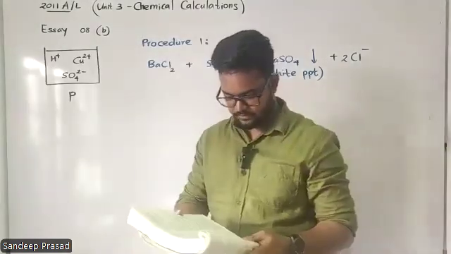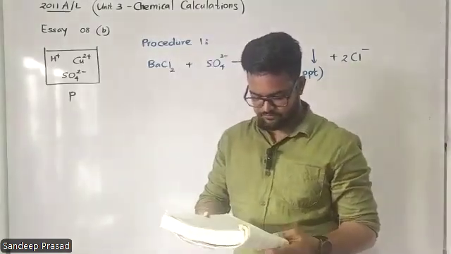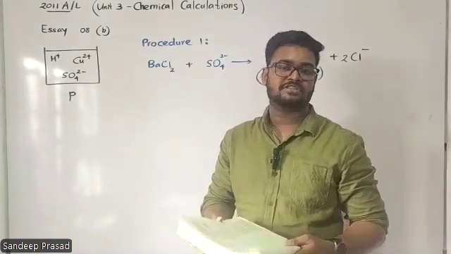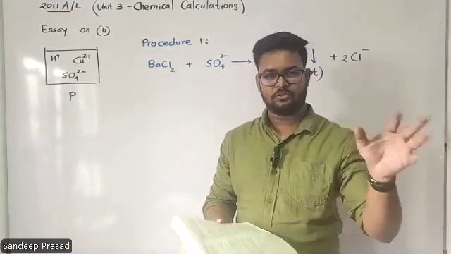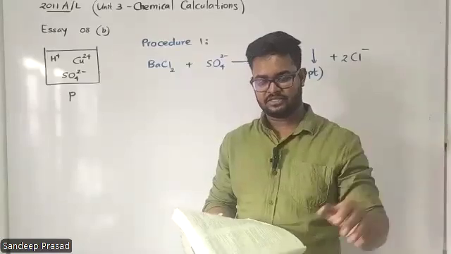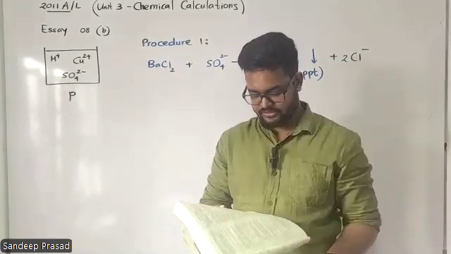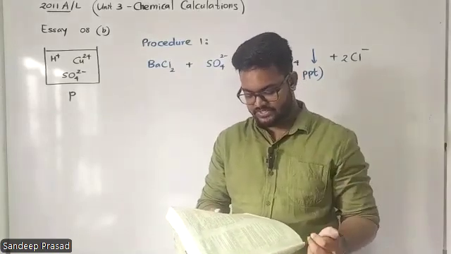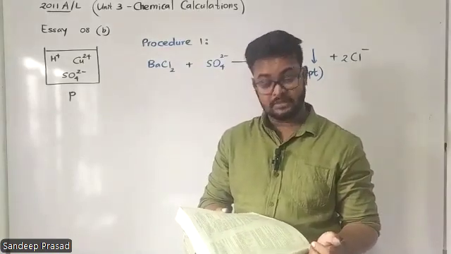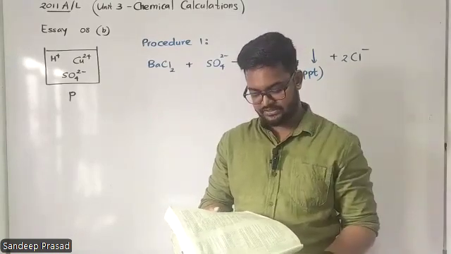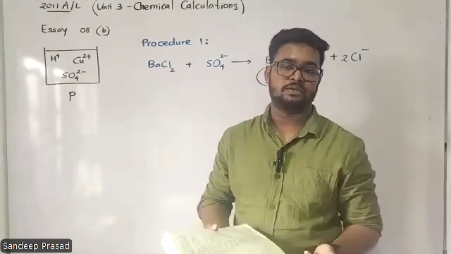The precipitate was filtered, washed, and dried till a constant mass is obtained. If there are water molecules, water vapor and everything, we have to get the correct dry mass. So that's why they are doing this. The mass of the precipitate was 2.335 grams. Determine the concentration of sulfate in the solution P in moles per cubic decimeter.